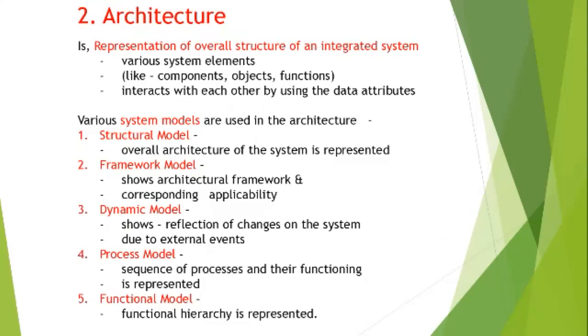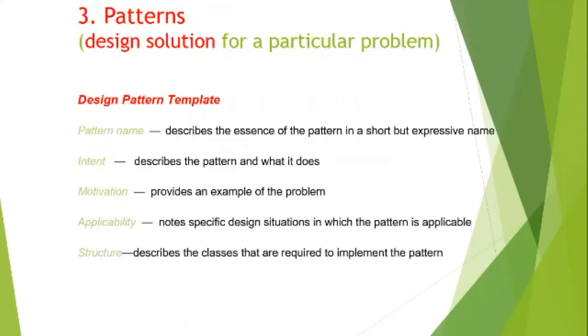Second, the framework model shows the architectural framework and corresponding applicability. The dynamic model shows the reflection of changes on the system due to external events. And the process model represents the sequence of processes and their functioning. Fifth one is the functional model. Functional hierarchy is represented.